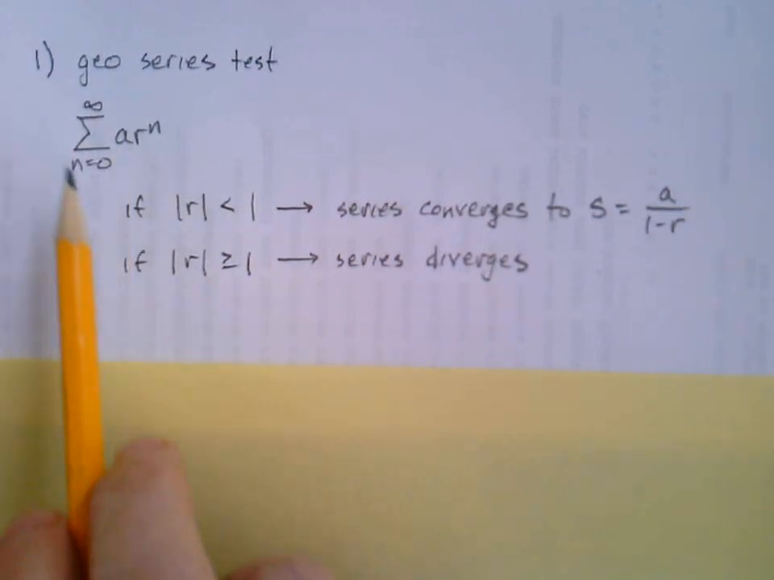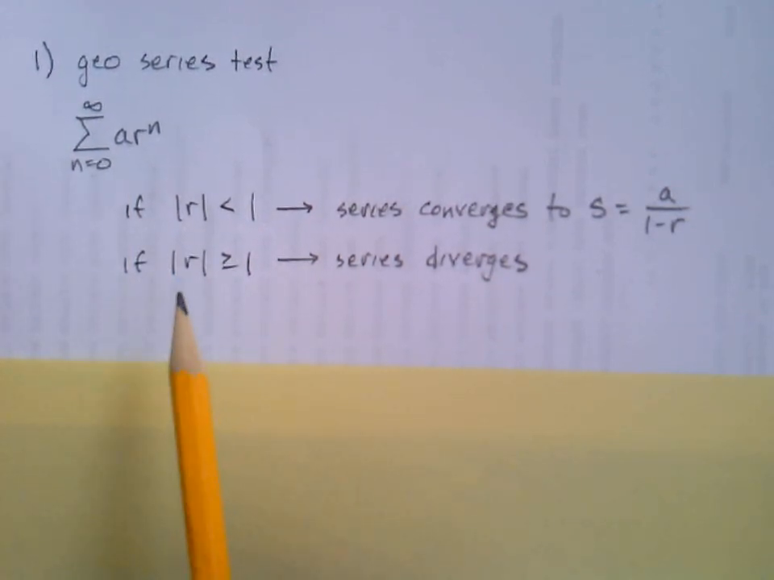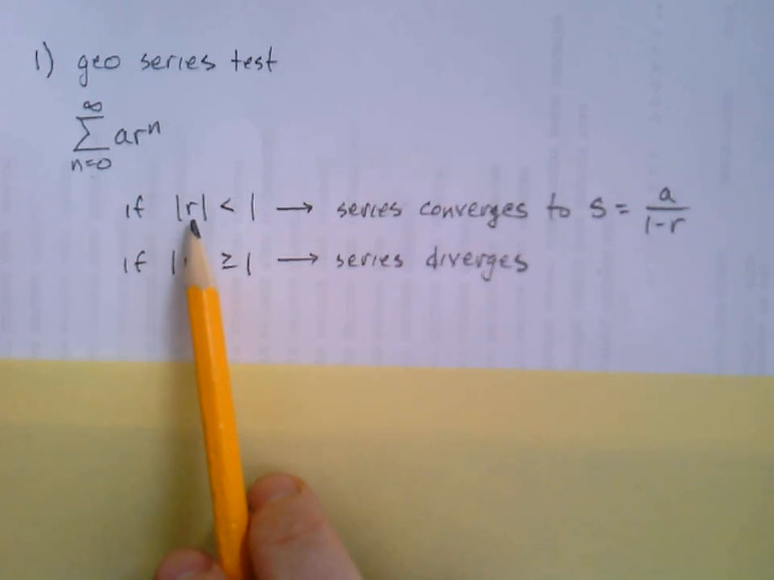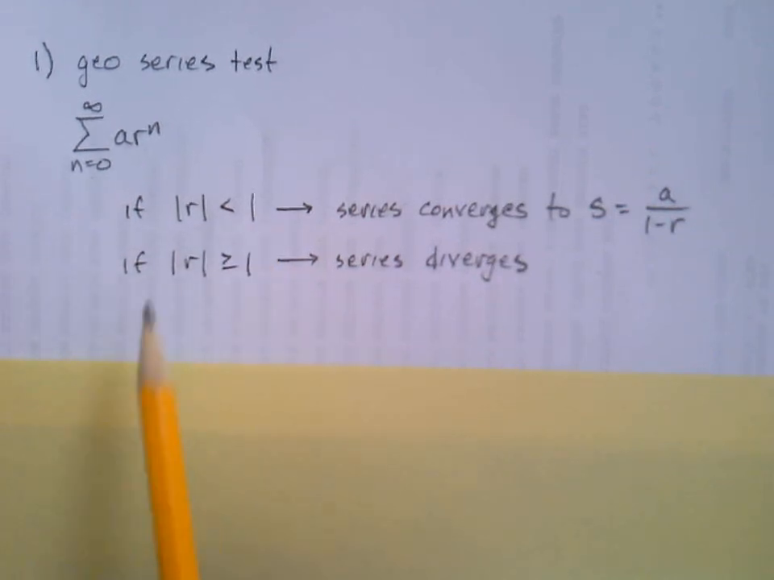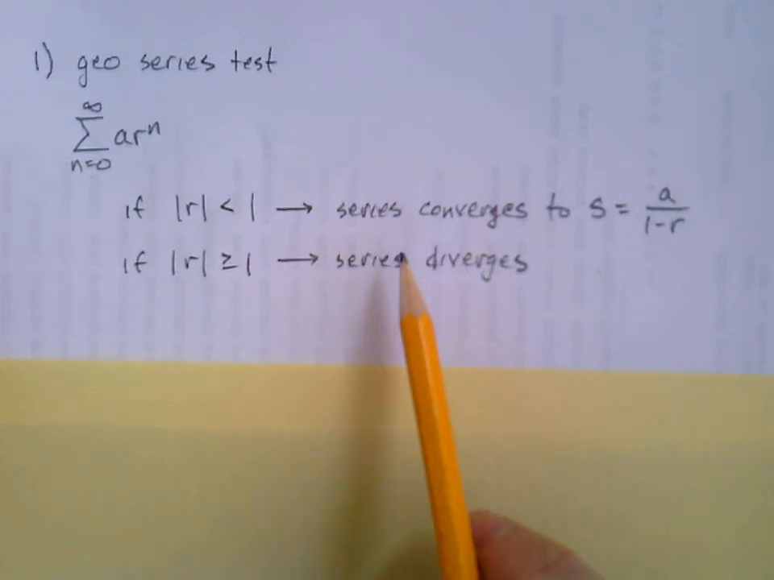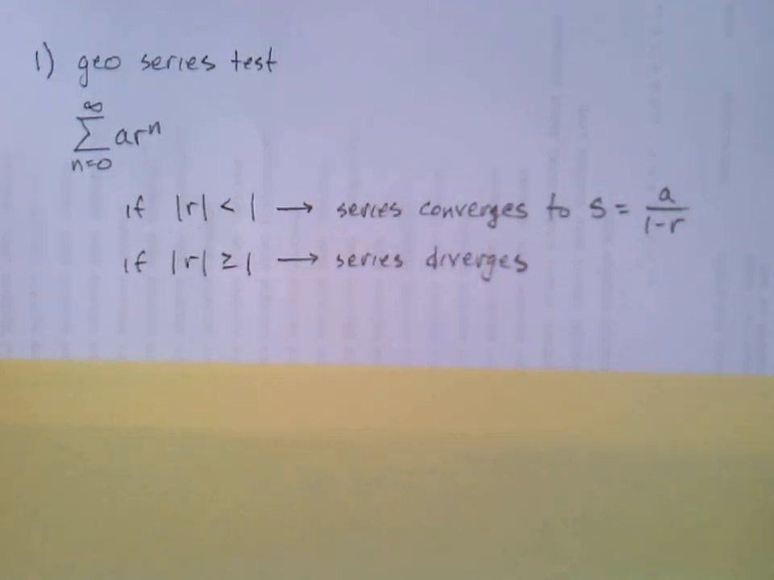So if it takes exactly this form, then we know, hey, if the common ratio r, the absolute value, is less than 1, then we can immediately say that our series converges. And in fact, we know exactly what it converges to. There's this nice formula, S equals a over 1 minus r. If the absolute value of r is greater than or equal to 1, then the terms are just getting bigger and bigger, and the series will diverge as we keep adding numbers. It'll either go to infinity or negative infinity. So there is the geometric series test.